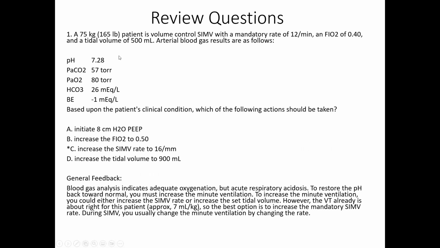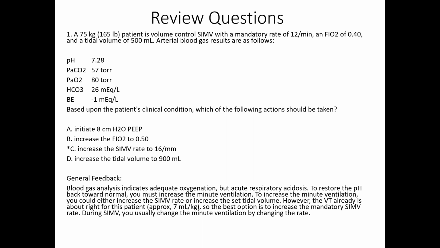Review questions. This is the sort of thing. A 75 kilogram, 165-pound patient. If they don't tell you the height, then you should assert that this is near or at the predicted or ideal body weight. 75 kg patient, volume control. They do use SIMV. We don't use it clinically hardly at all where I work. We used to use it in our open heart, now they even just go from full support to pressure support. But irrespective, MBRC may give you cases with SIMV with a mandatory rate of 12, FiO2 of 40, and a tidal volume of 500.